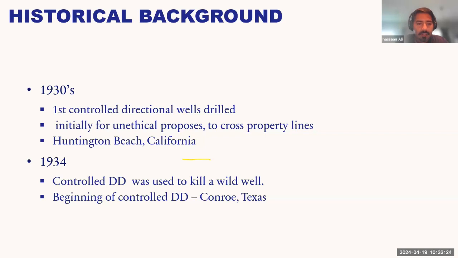And then in 1934, directional drilling was used to kill a wildcat well. This was done by drilling a relief well, so you can divert the flow of your hydrocarbons to a relief well rather than the wild well, and kill it. That started the advent and beginning of controlled directional drilling in Conroe, Texas.